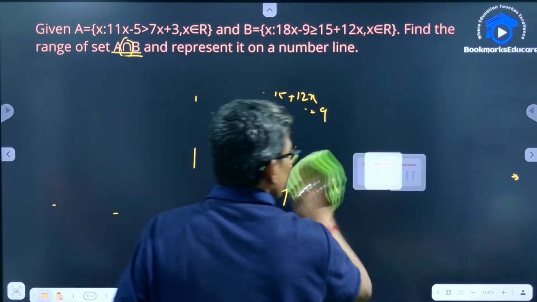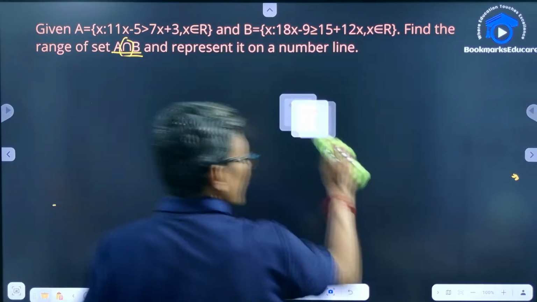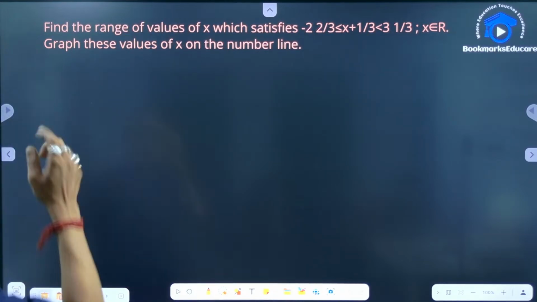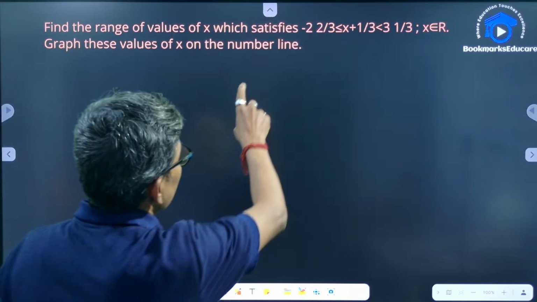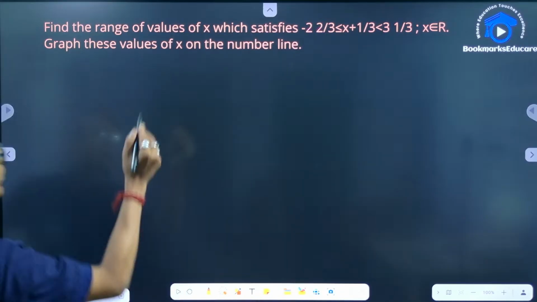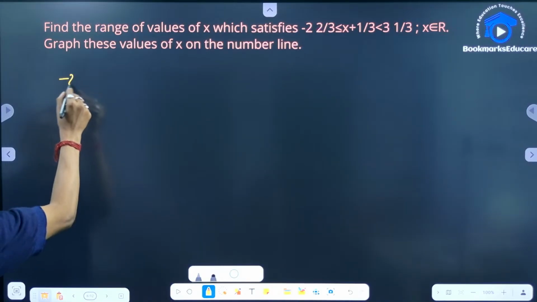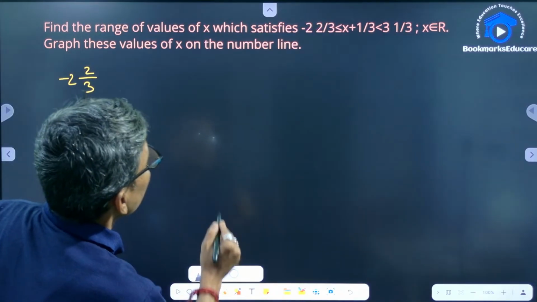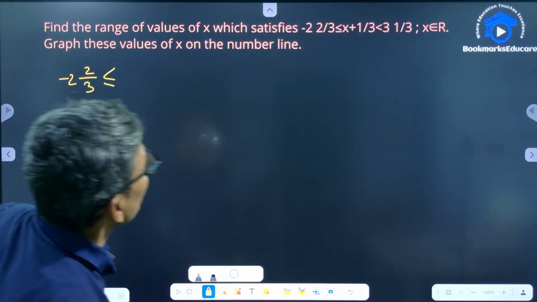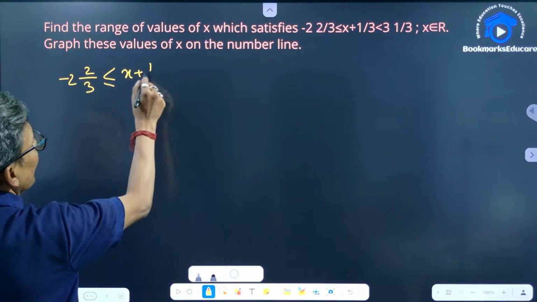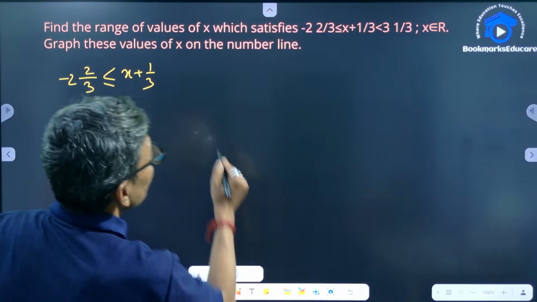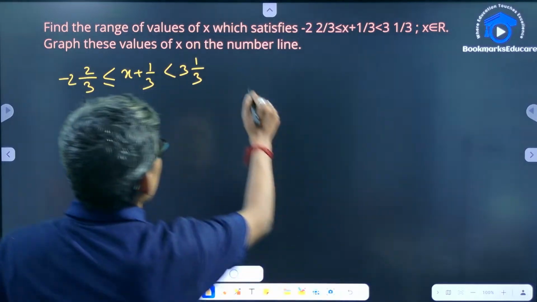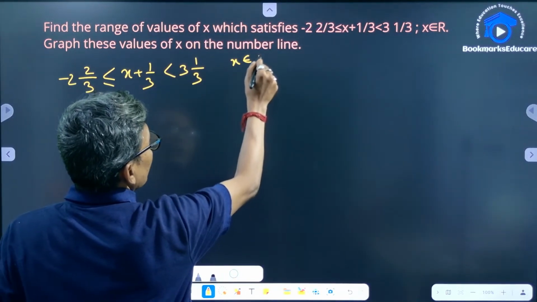Next sum is: find the range of values of x which satisfy this inequation. Minus 2 whole 2/3 less than equal x plus 1/3 less than 3 whole 1/3, x belongs to R.